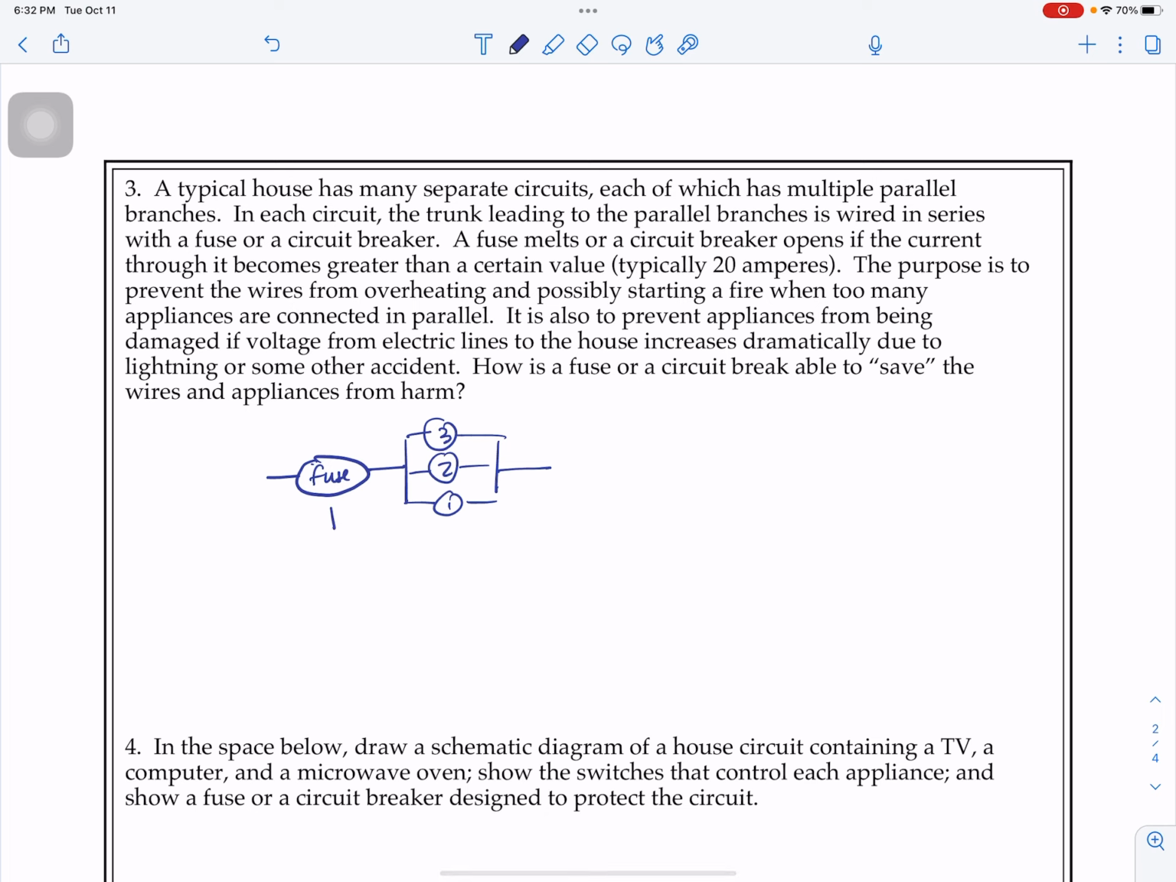So the idea is that when this gets too hot, it kind of melts or opens, and it stops the flow through this branch.